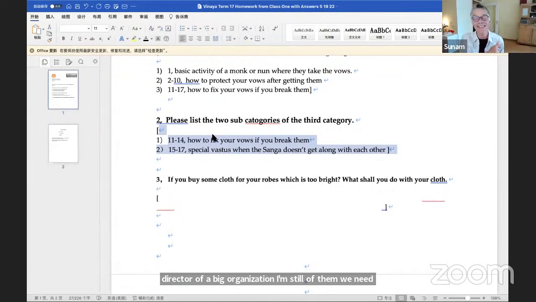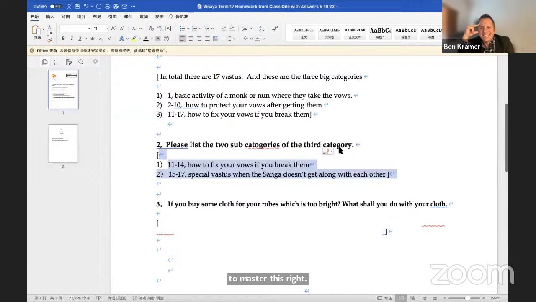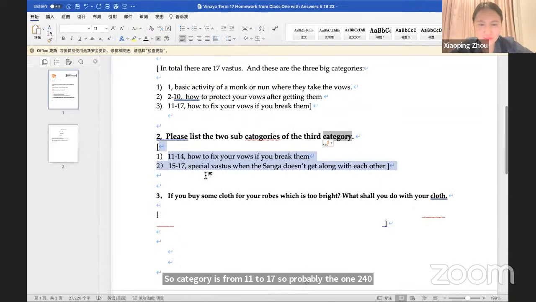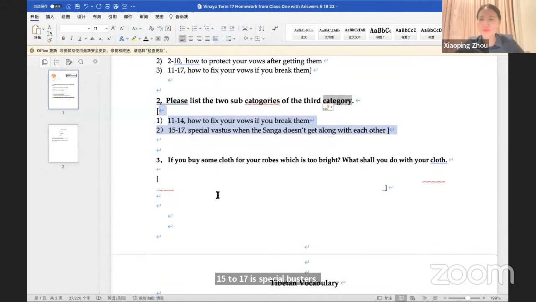So the third category is from 11 to 17. From 11 to 14 is about how to fix your vows when you break them. And 15 to 17 is special vastus, when the sanghas don't get along with each other. And what's the inspiration we can get from the second subcategory?